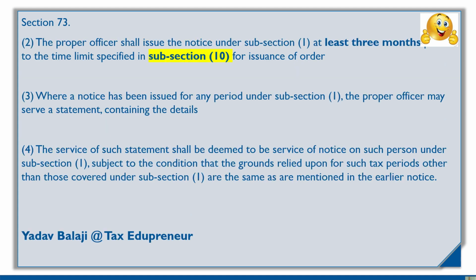So that is discussed in 4 also, that the service of such a statement shall be deemed. Deemed means assumed to be service of notice on such person under subsection 1, subject to the condition that the grounds relied upon for such tax paid, other than those covered under subsection 1, are the same as mentioned in the earlier notice. Means they will issue the statement as per subsection 3, and that will be considered as a service of notice. Means if they find out any mistake, they will serve a statement, and that statement itself will be considered as a service of notice. Only if the grounds are the same, means for the tax paid and whatever they are considering, if both cases are similar, then it will be assumed that they served the notice. Otherwise they will issue a fresh notice.